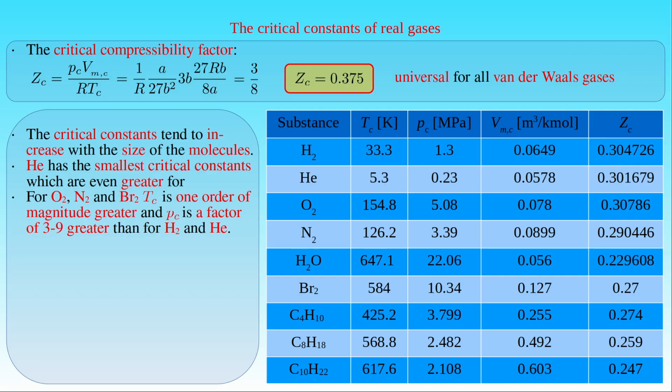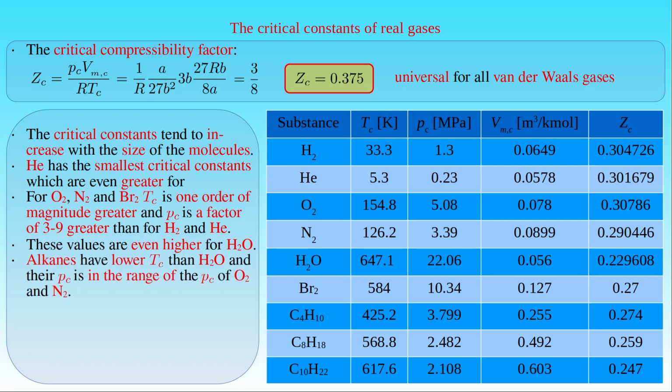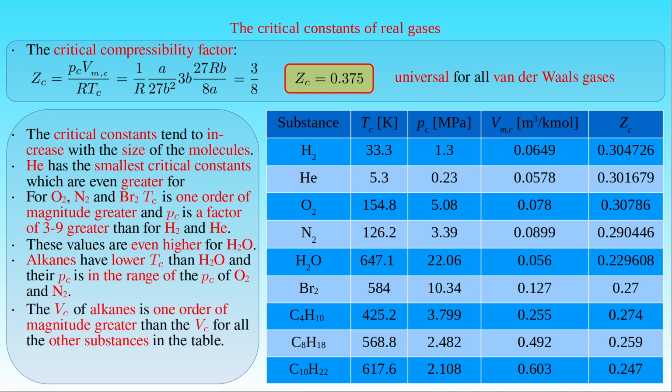Not surprisingly, the water molecule has even higher critical temperature and critical pressure, although its critical molar volume remains very small. In the case of substances composed of organic molecules like alkanes, we find that butane, octane and decane have somewhat lower critical temperatures than water, and their critical pressures remain in the range of the critical pressures of oxygen and nitrogen. Nevertheless, their critical molar volumes are at least one order of magnitude greater than those of the other substances shown in the table, indicating that their volume correction constants are also the greatest among them.